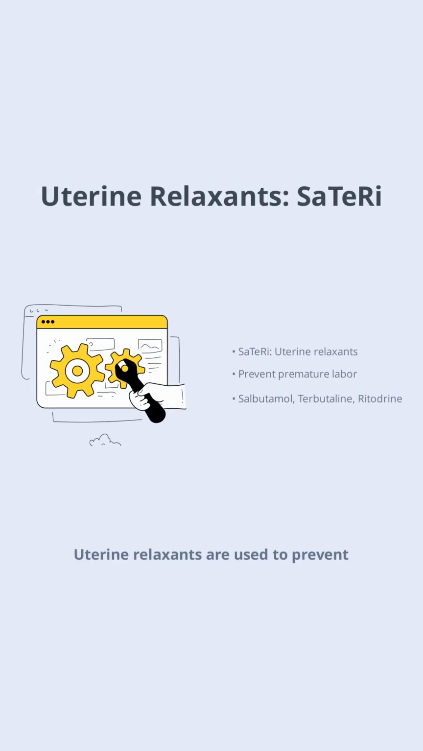practice. Uterine relaxants are used to prevent premature labor by relaxing the uterine muscles. The mnemonic SATI-RI helps you remember salbutamol, terbutaline, and ridodrine. These drugs are important in obstetric care, providing a way to delay labor when necessary. Using SATI-RI as your guide, you can quickly recall the main uterine relaxants and their clinical significance.